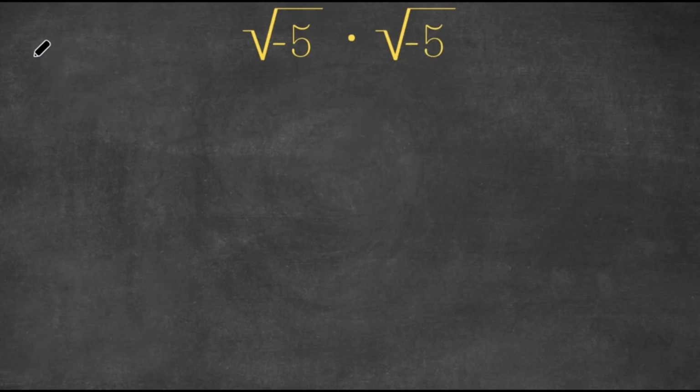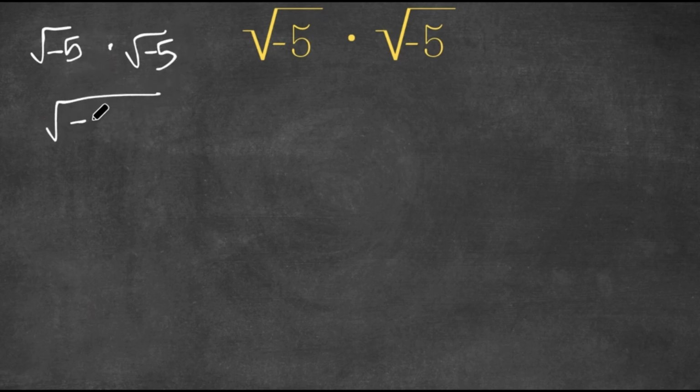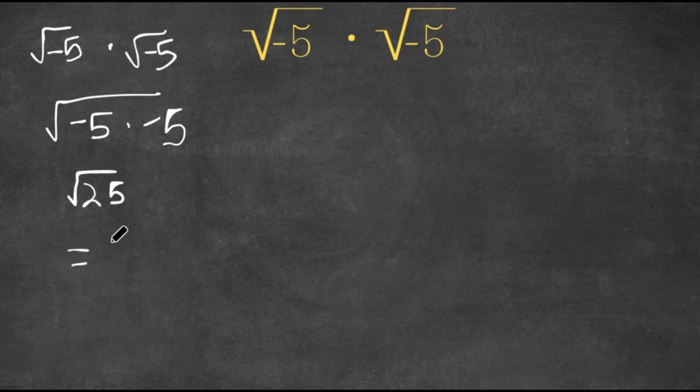So what many people do is they see square root of -5 times the square root of -5, and then they simply just multiply -5 with -5 in the radical. So they go the square root of -5 times the square root of -5, and -5 times -5 is 25. So this would be the square root of 25, which is equal to 5. So many people think that 5 is the right answer. However, this is wrong.